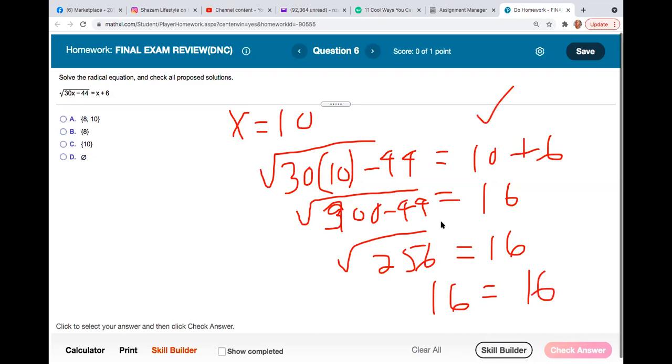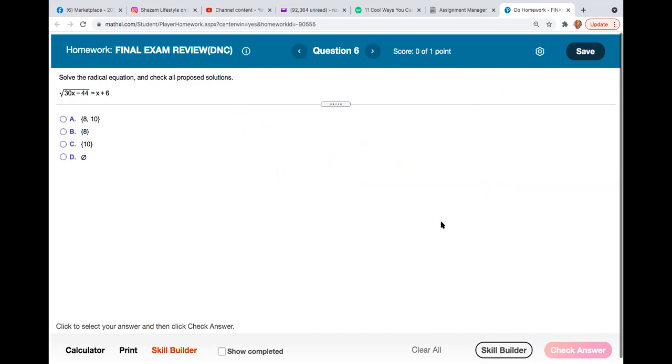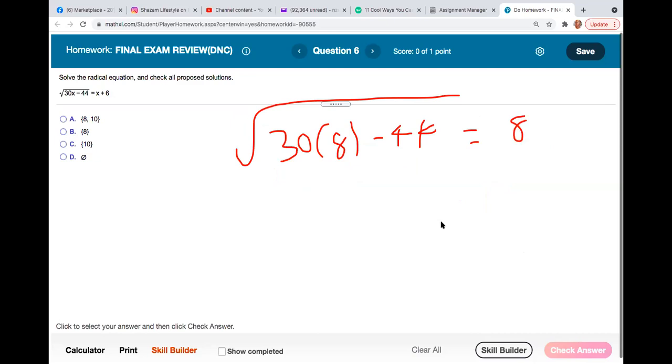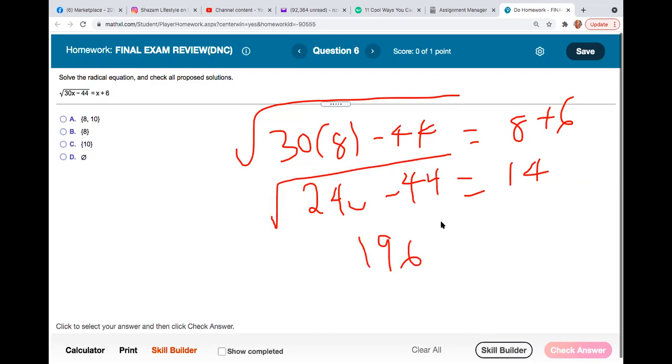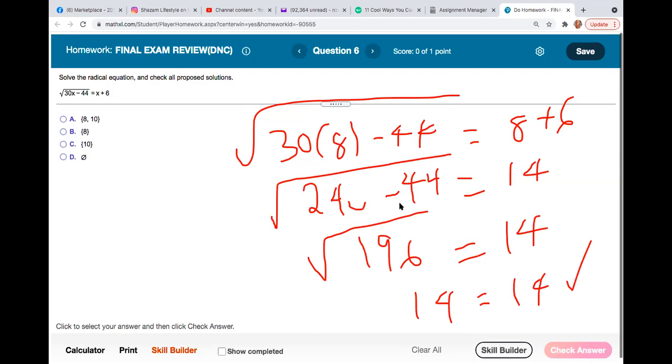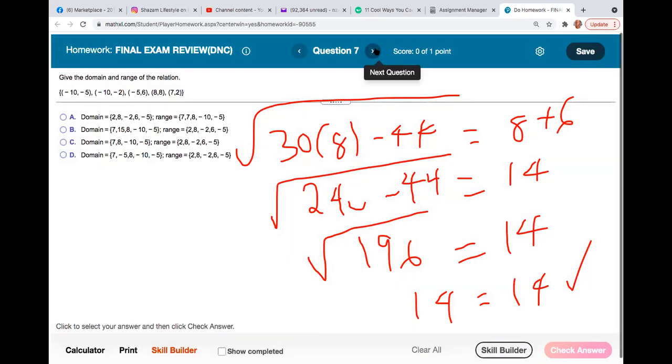So then I'm going to go back and check the 8 to see if the 8 works. So 30 times 8 minus 44 is equal to 8 plus 6, which is 14. 30 times 8, guys, is 240 minus 44. So that's going to give me 196. And the square root of 196, guys, is 14. So that works as well. Okay? So both of them work. Now, on the test, you need to check yours. Because most likely, guys, both of them will not work.